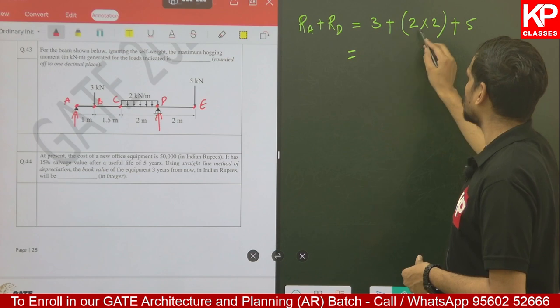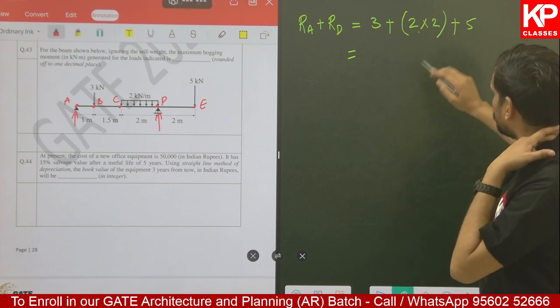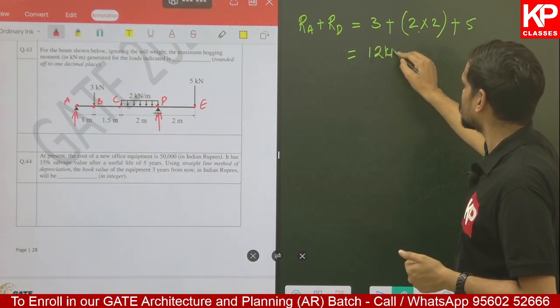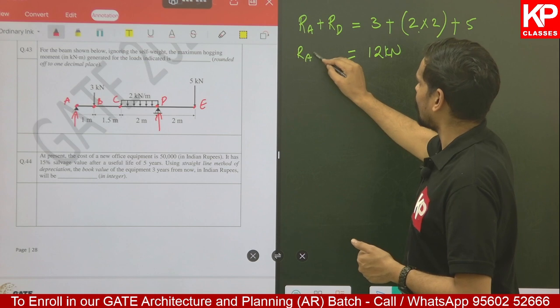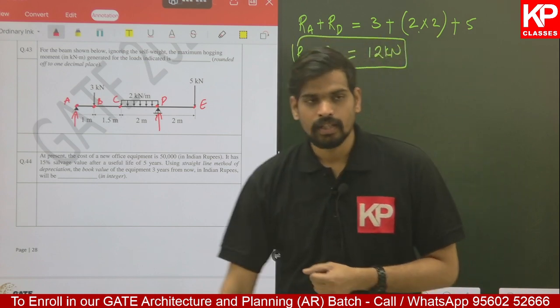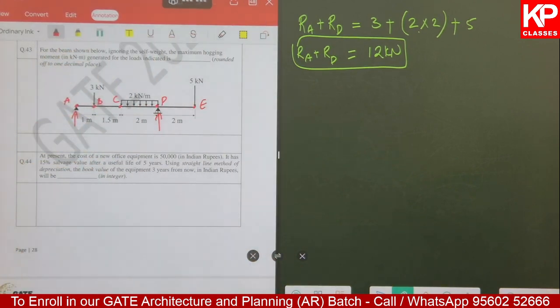So that is coming out to be 5 plus 4 is 9, 9 plus 3 is 12, 12 kilonewtons. That is the value of RA plus RD. That is the first equation we have, which I have obtained by summing up all the vertical forces to zero. That's what you will be getting.